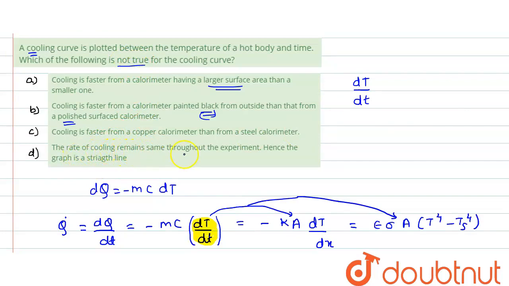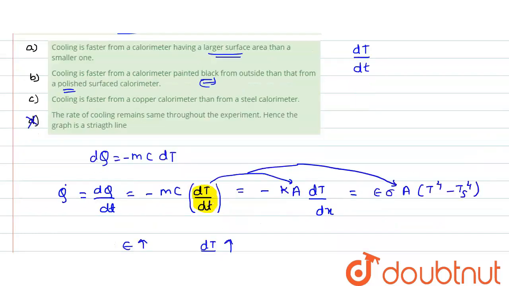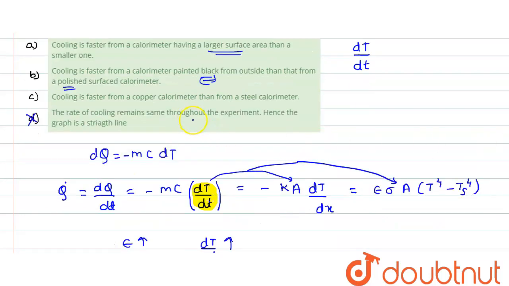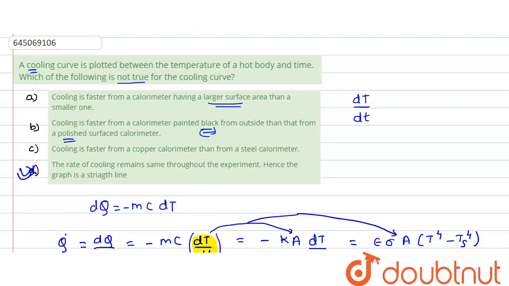Now, the rate of cooling remains the same throughout the experiment. No, this is wrong, because the rate of cooling would be changing. Initially, when the temperature value is high, the rate of cooling would be high, but after that it would decrease. So D is the incorrect one. Because we need to find the not true option or the incorrect statement, D would be the correct answer to this question.